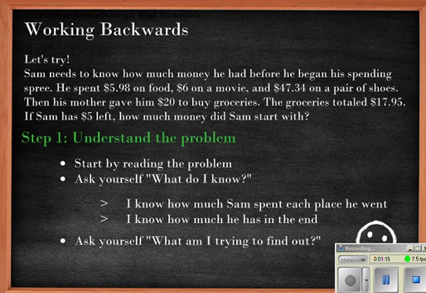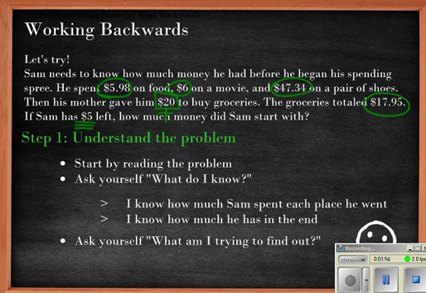And we're going to use the same problem-solving steps that we've been using before. We're going to start by understanding the problem. We read the problem, and now you have to ask yourself, what do I know? Well, one thing we know is how much Sam spent in each place he went. We know that he spent $5.98 first, $6 second, $47.34 next, and he also spent $17.95. Another thing we know is that he had an additional $20 added in between there. And we also know what he had in the end. He has $5 at the end.